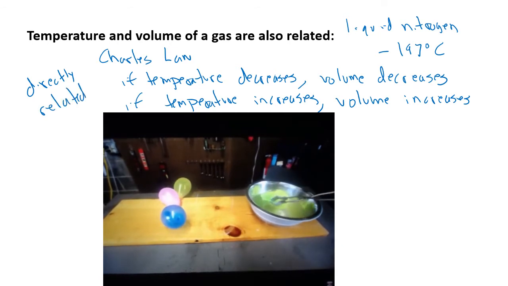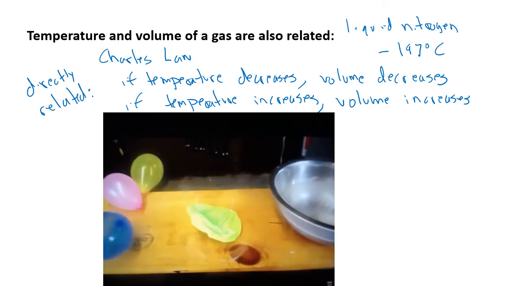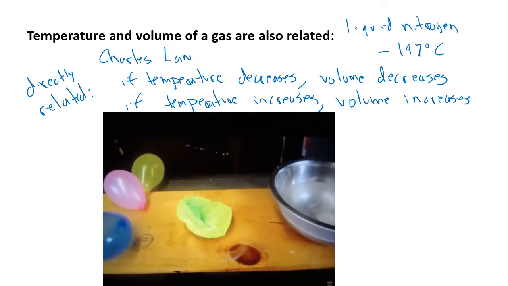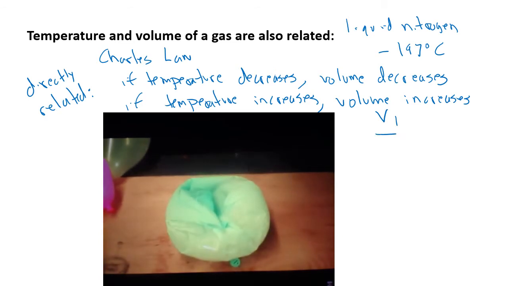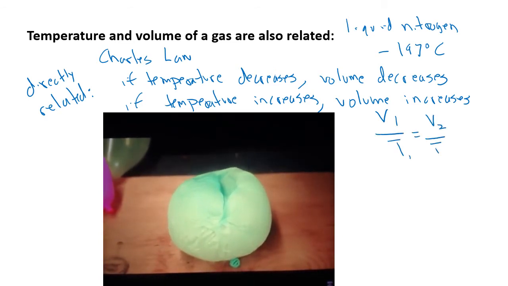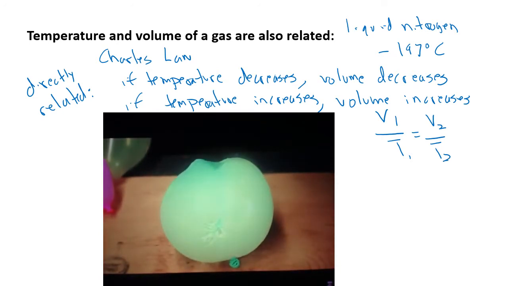That's all good to know, but if we want to do any math with this, we have to have an equation. Charles's law is that equation. Let me write it down. Charles's law, maybe I'll put it over here. He figured out V1 over T1 equals V2 over T2. You can still see those balloons getting bigger, can't you? They're warming back up there.